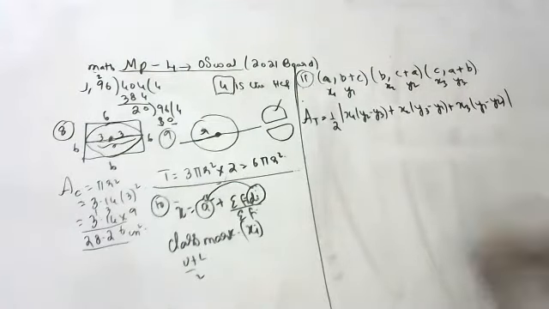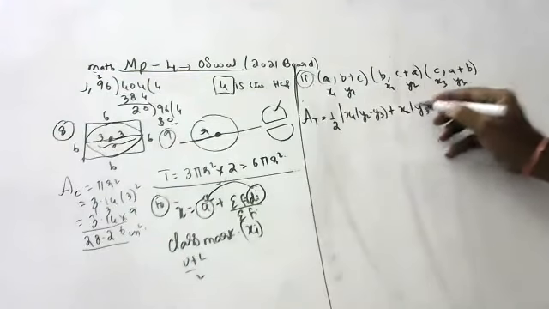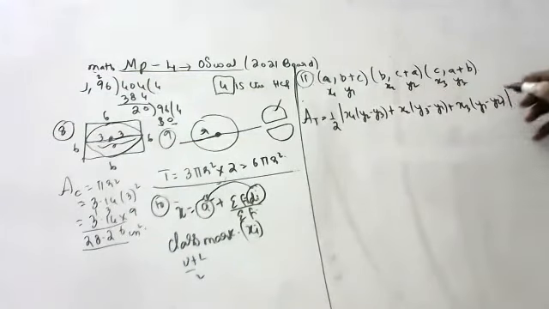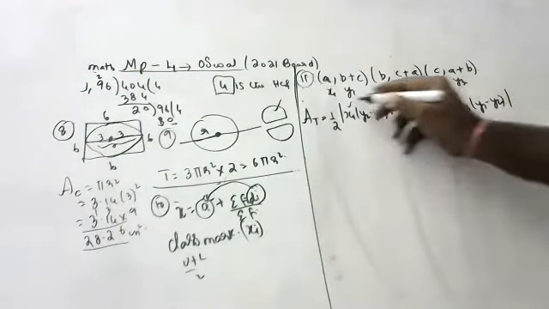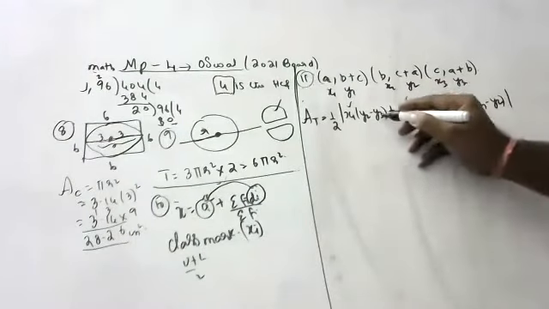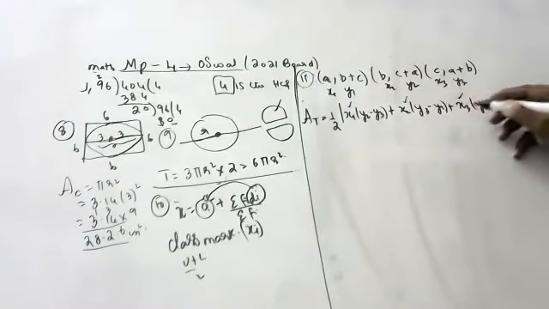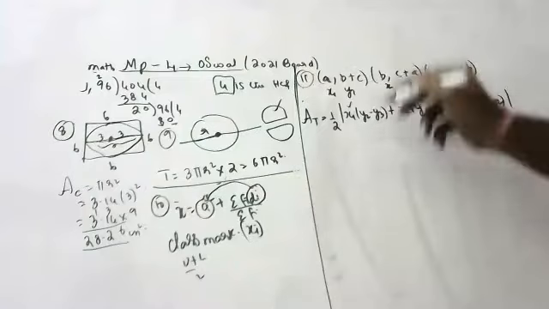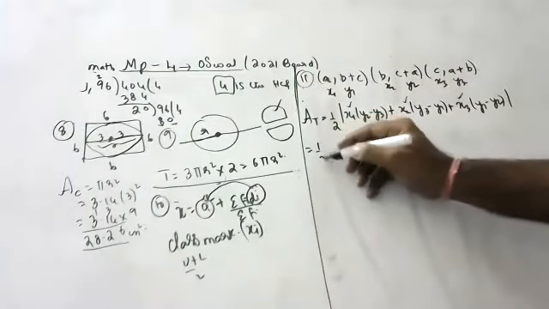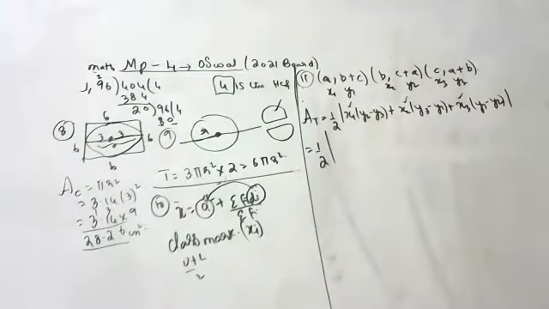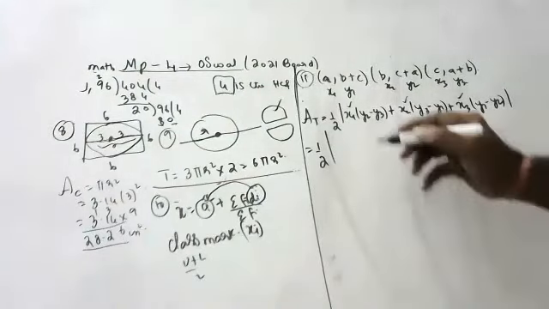In the formula, it goes 1, 2, 3, then 2, 3, 1, then 3, 1, 2. First x1, x2, x3, then y2, y3. After 2, 3 will come 1. After 3, 1, 2. You have to substitute in this. Anyone want to say the substitution, children? Surya Kala, you tell.